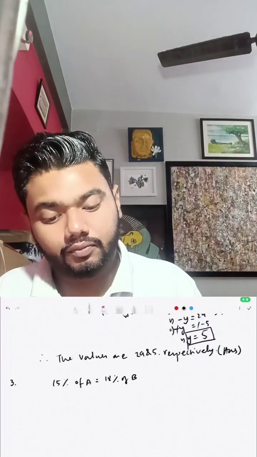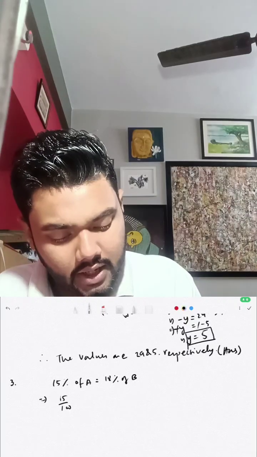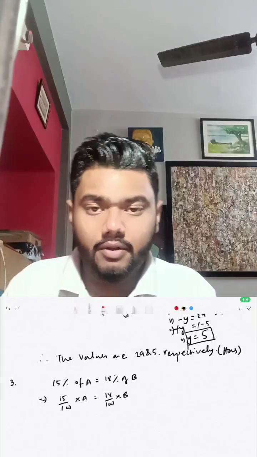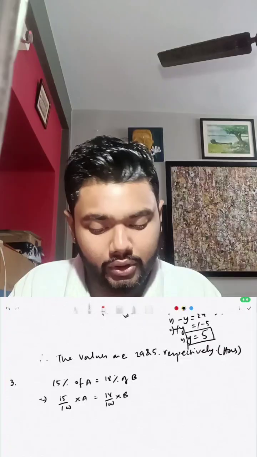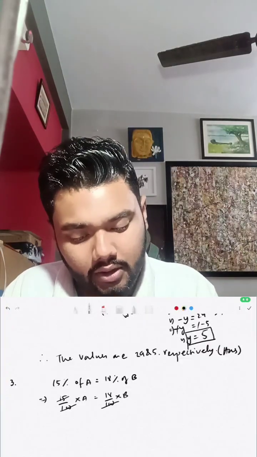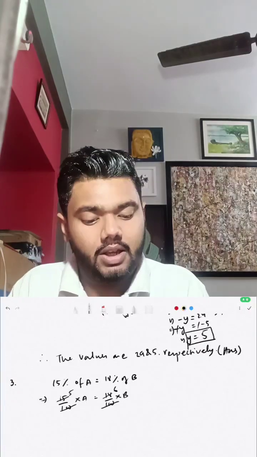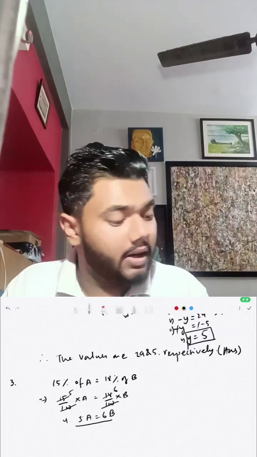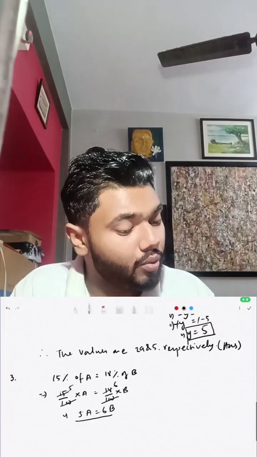So here what we can do, 15 by 100 of A equals 18 by 100 of B. Here we will not try to eliminate the hundreds, because we can see in both the sides there are hundreds, so they will just cancel out. With 3 we can cancel out, 15 by 5 is 3, 18 by 3 is 6, right? So 5A equals 6B, right? So now what percent of B is equal to 20% of A?